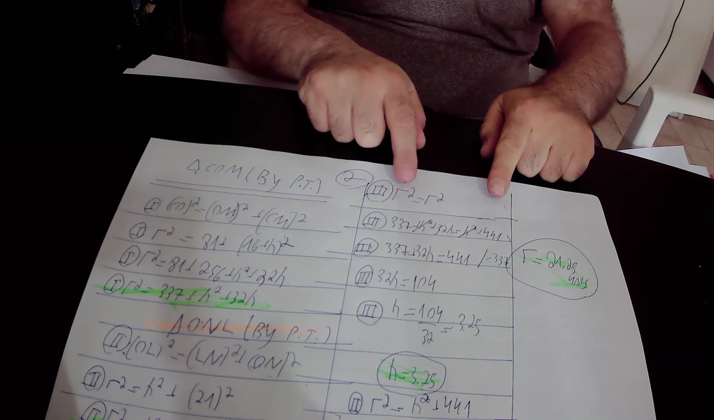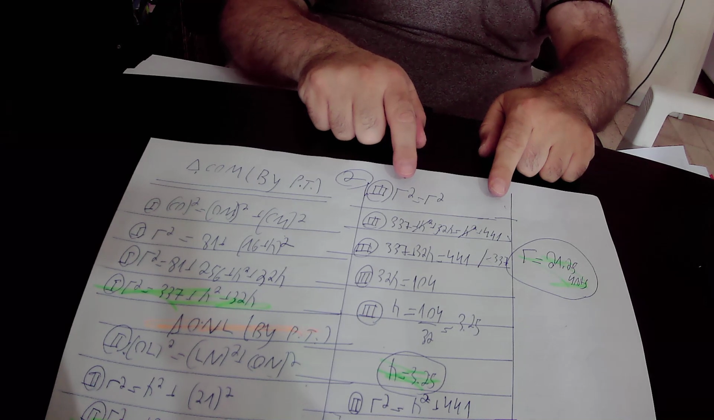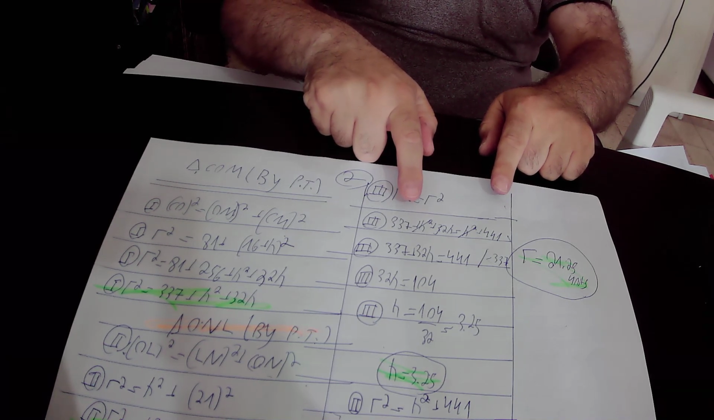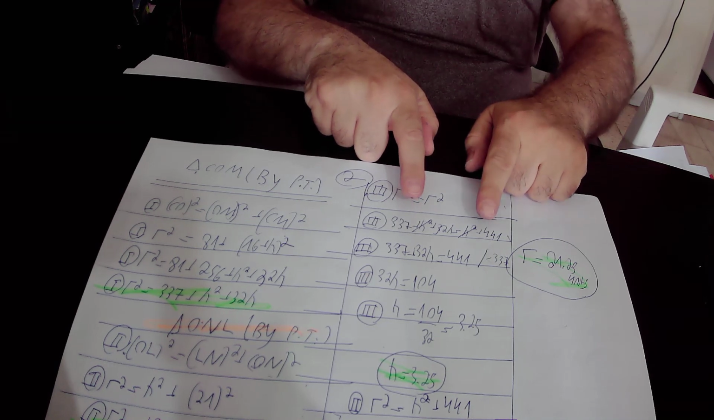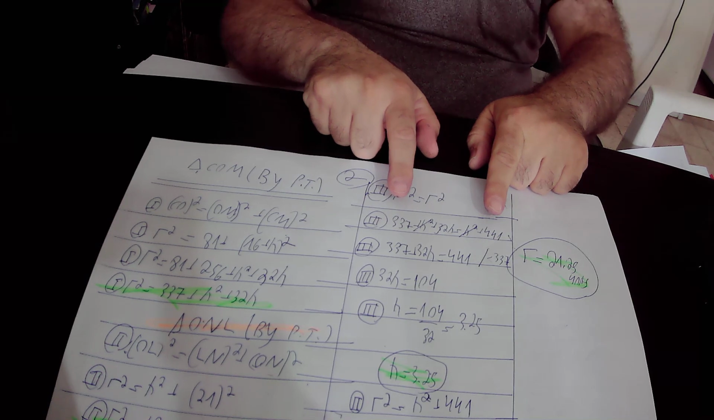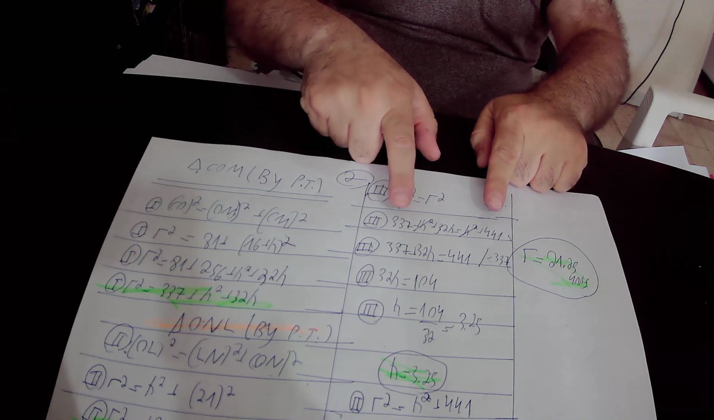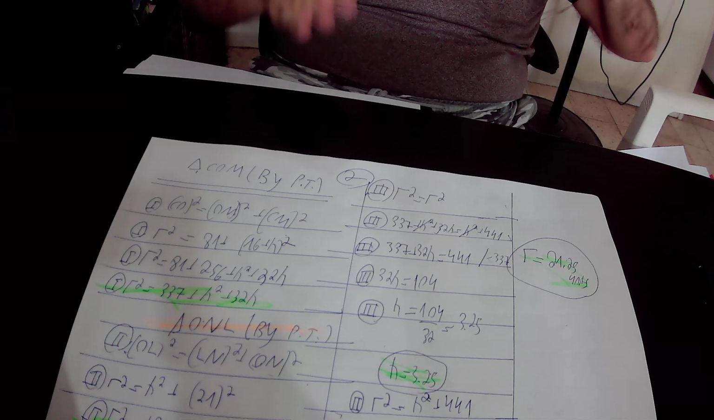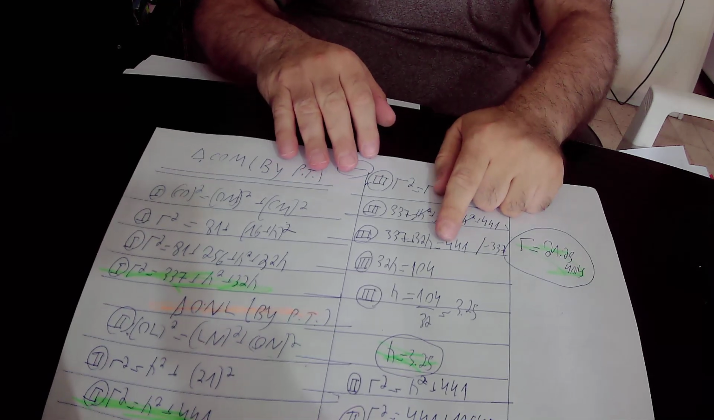And what is left from equation number 3 after we cancel h squared? What is left is, on this side we have 337 plus 32h equals 441. Here we subtracted 337 from equation number 3 and found that 32h equals 441 minus 337, which is 104. So according to equation number 3, 32h equals 104.